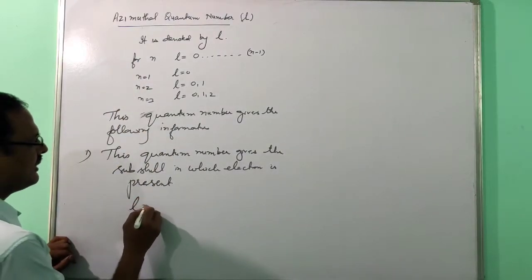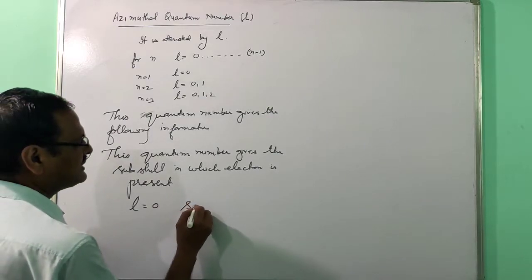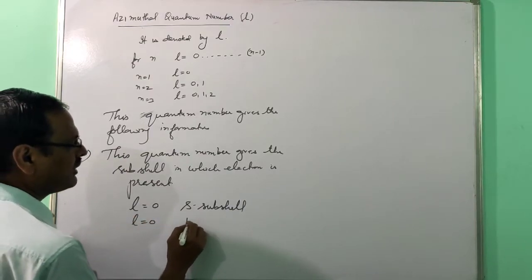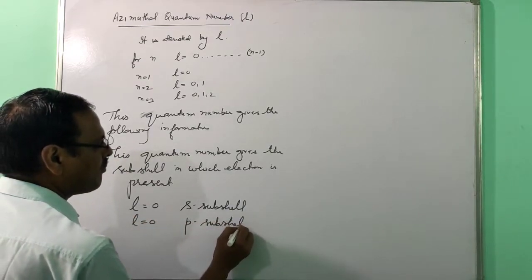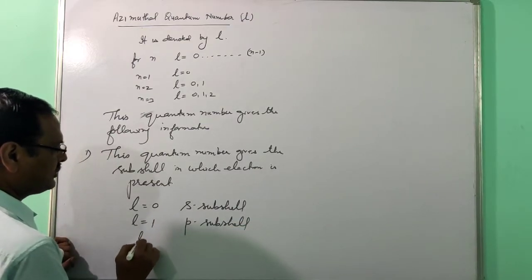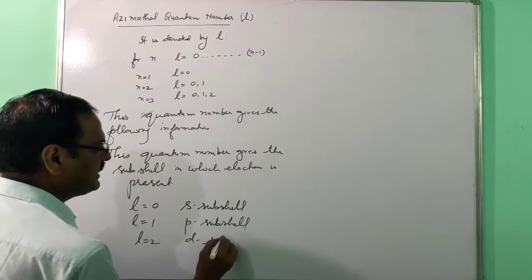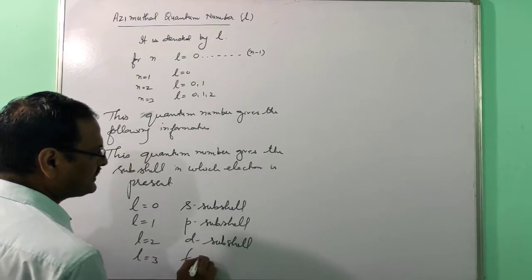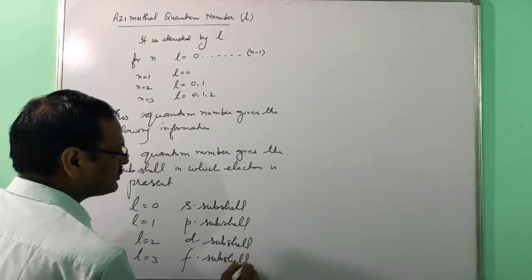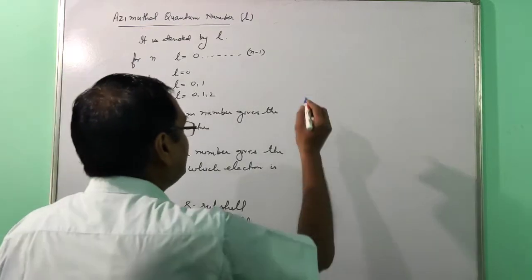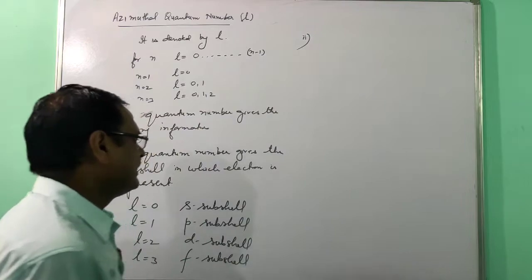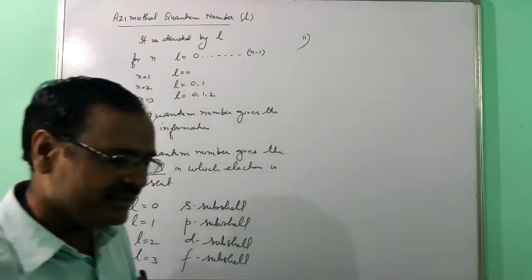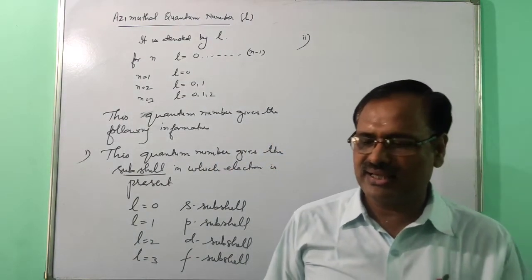For example, l is equal to 0, s subcell; l is equal to 1, p subcell; l is equal to 2, d subcell; and l is equal to 3, f subcell. So this is the first information you are getting: it provides the subcell in which the electron is present. Shell you have studied. Shell is K, L, M, N and the subcells are s, p, d, f.